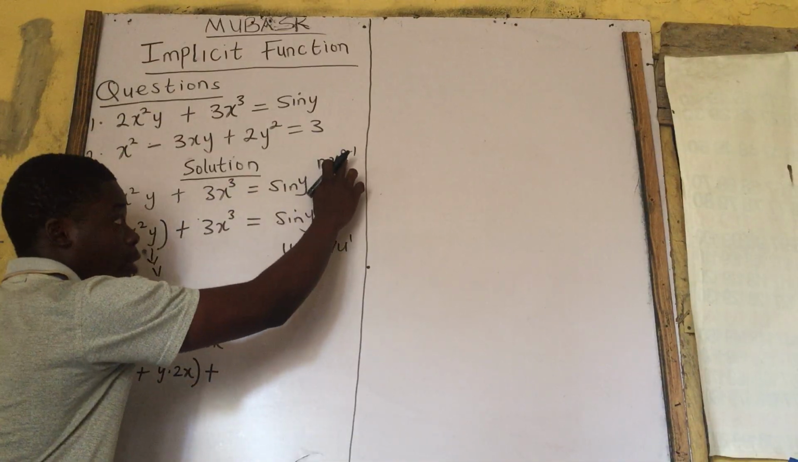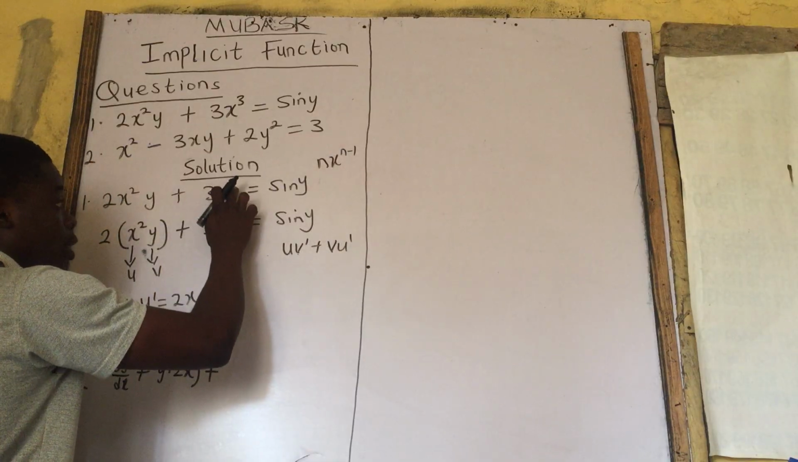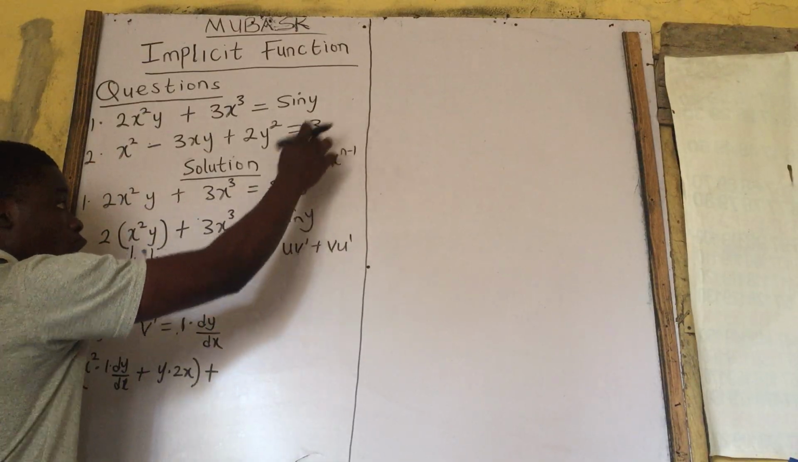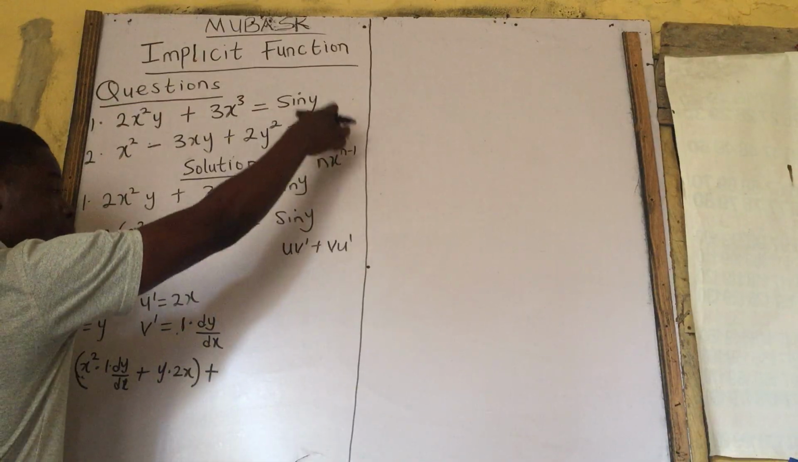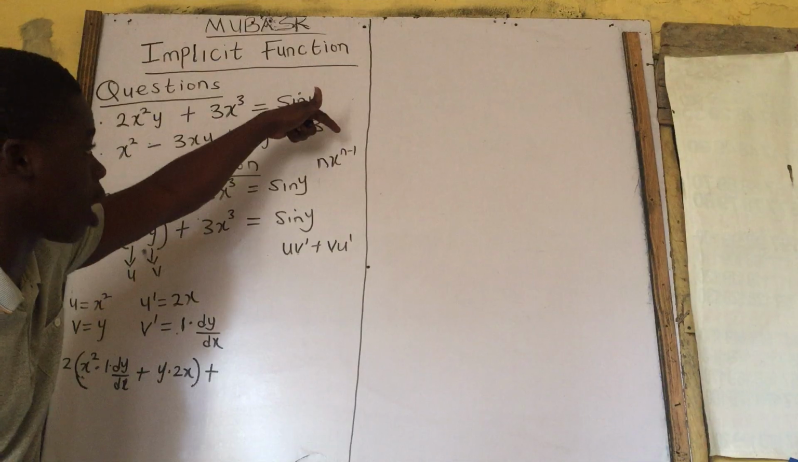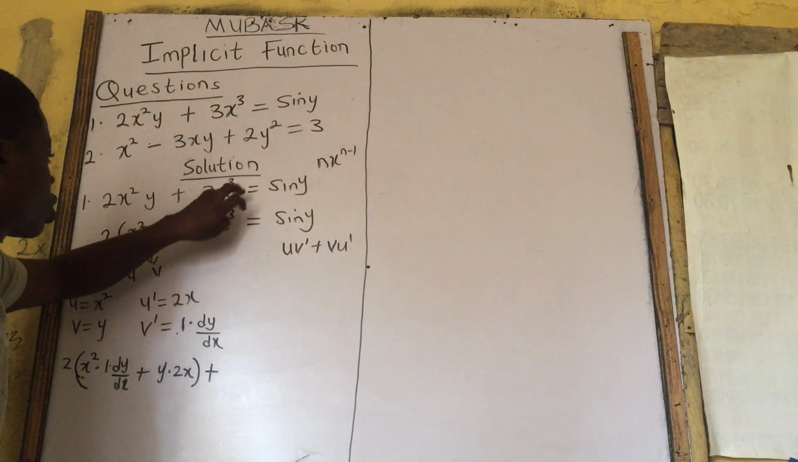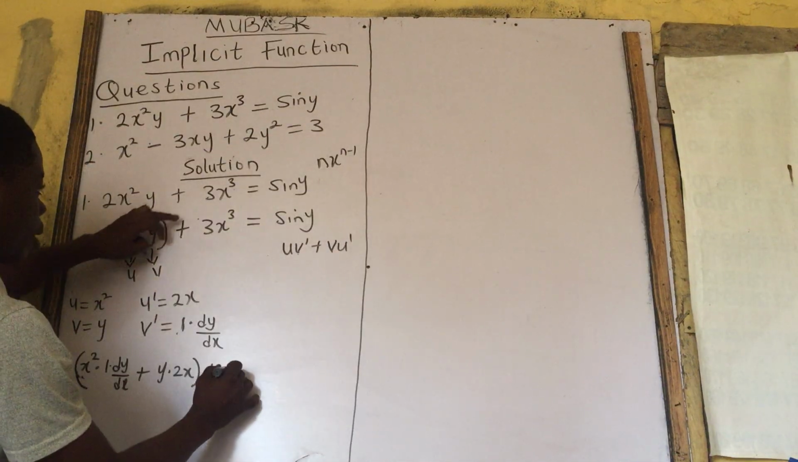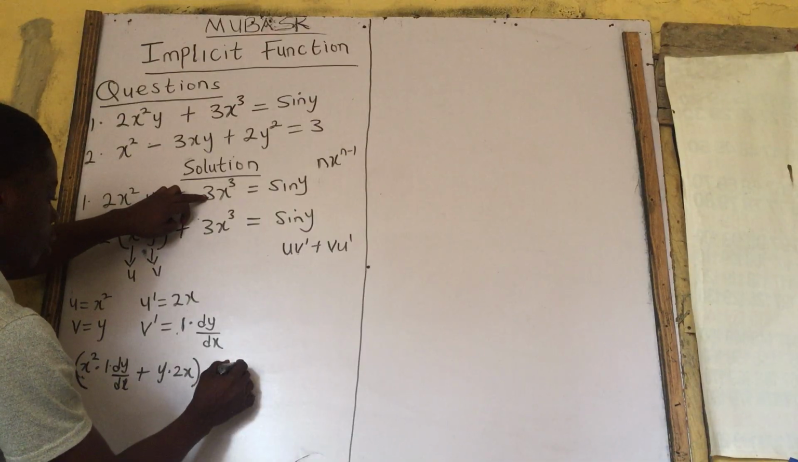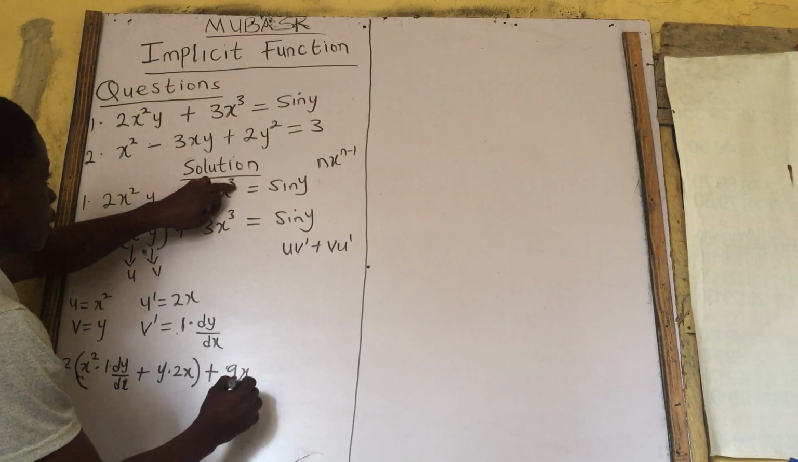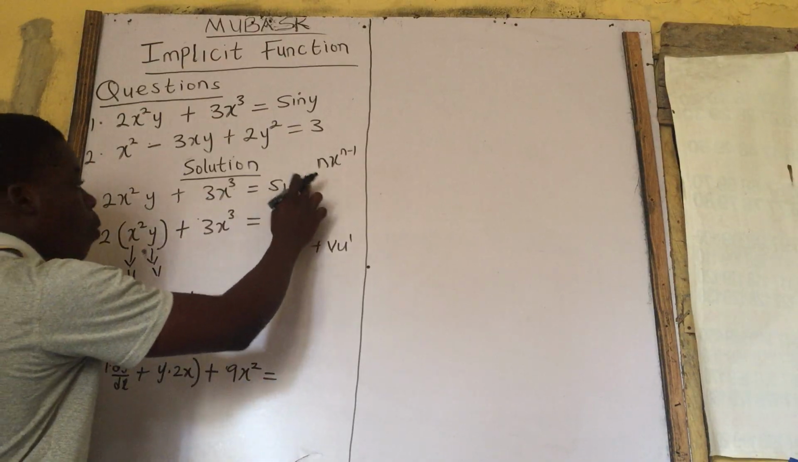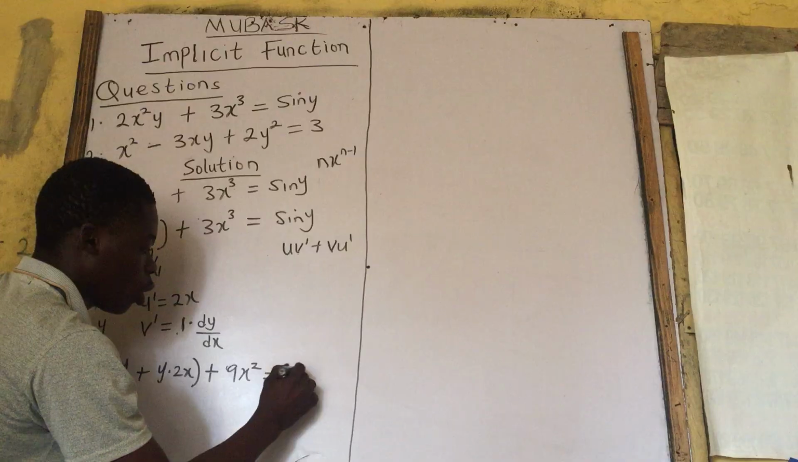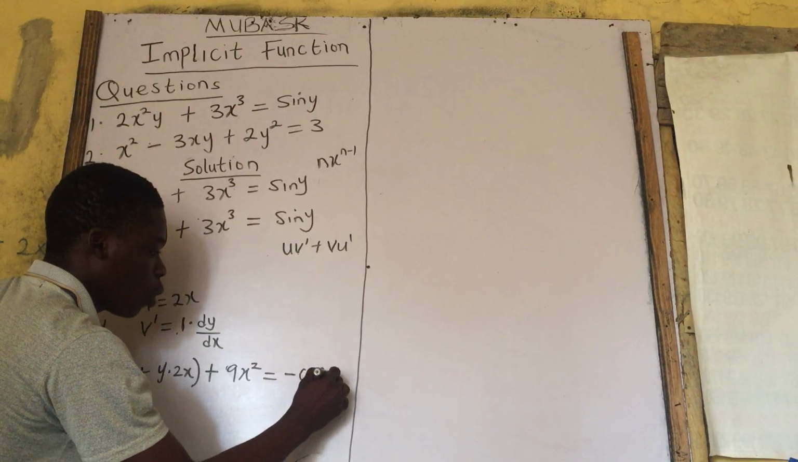The power is 3, and if you change to base, it will remain in the same power. If you want to differentiate 3x cubed, it gives us 3 times 3, which is 9x, 3 minus 1 is 2. Equal to sine y will be giving us minus cos y multiplied by what?